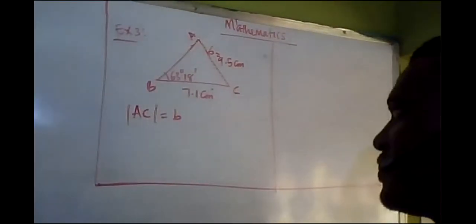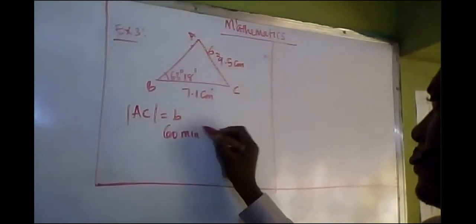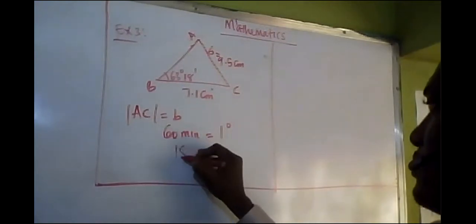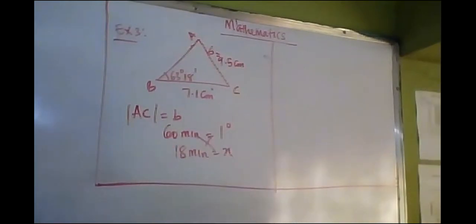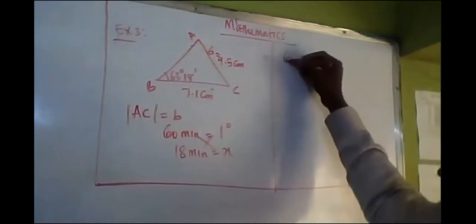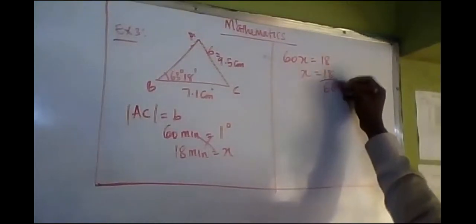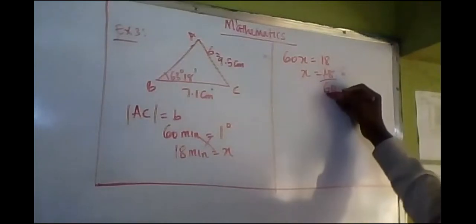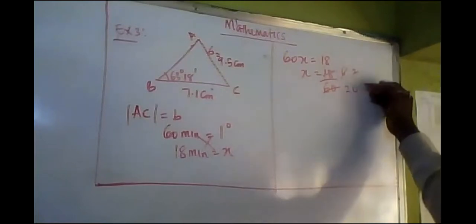To degrees. So 60 minutes is equal to what? 1 degree. So 18 minutes is equal to what? X. If I cross multiply, that will give me 60x is equal to 18. So x is 18 over 60. So what will go? 3 here, 6. 3 here, 20. 3 here, 2.